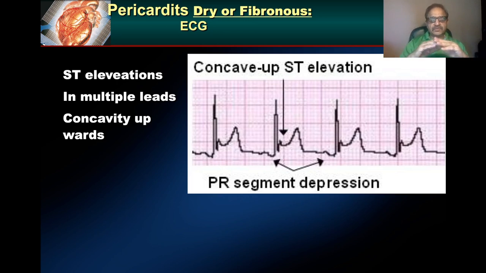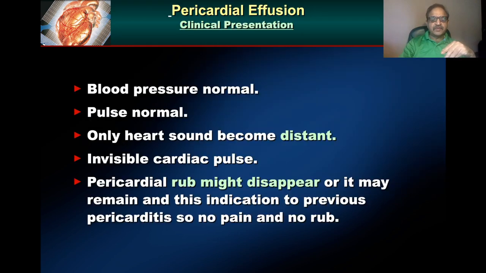ECG shows ST elevation with concavity up. You must remember that in acute myocardial infarction, the ST elevation is upward convexity. But as you can see, the arrow showing ST elevation with upward concavity in multiple leads of electrocardiograms. This is a very important finding of acute pericarditis.